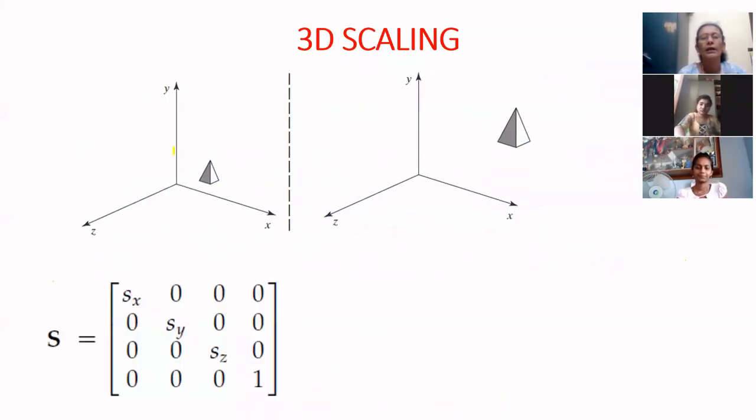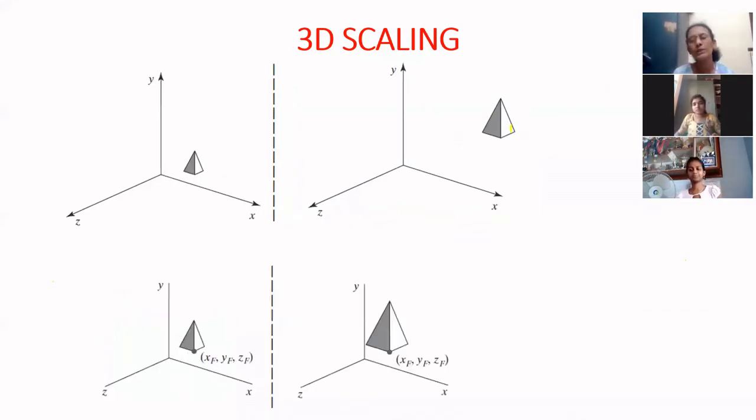Now, this is our original object. Say we apply this scaling matrix, then we get this object. The object has not only enlarged with Sx, Sy, Sz greater than 1, we see that it has enlarged and also moved away from the origin.